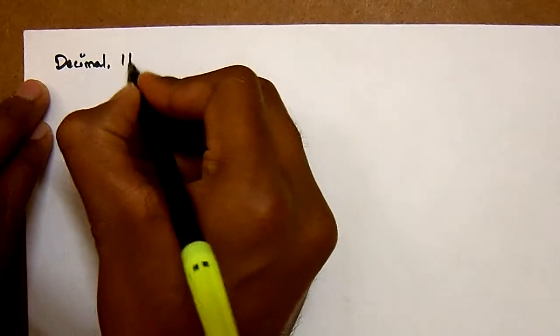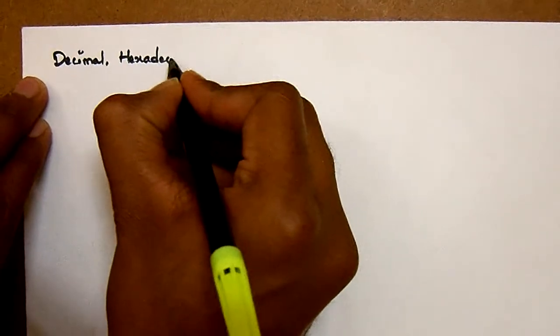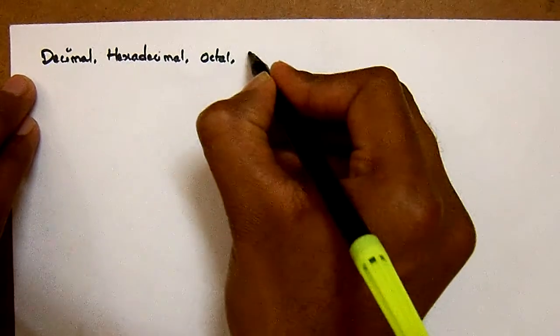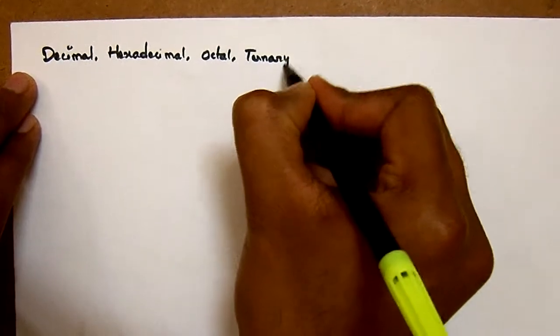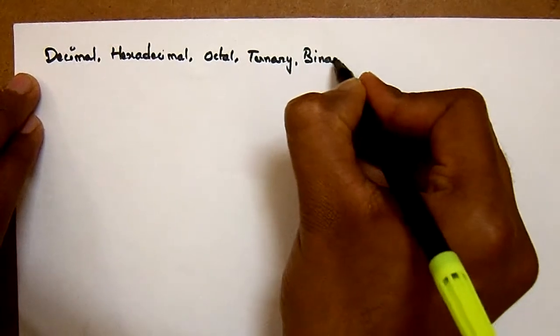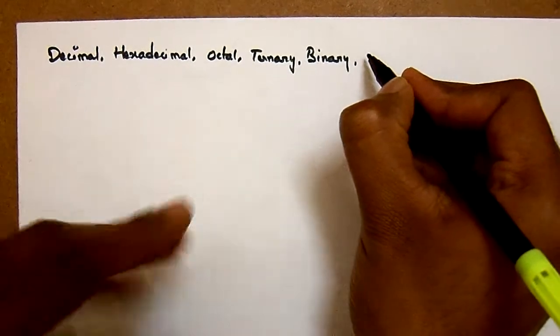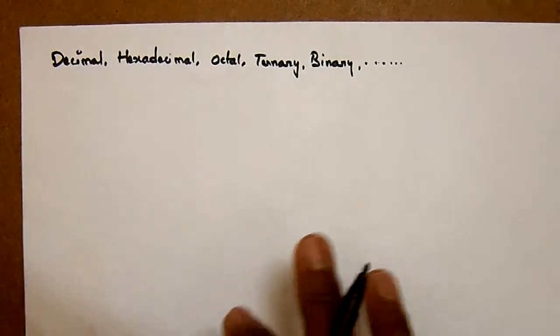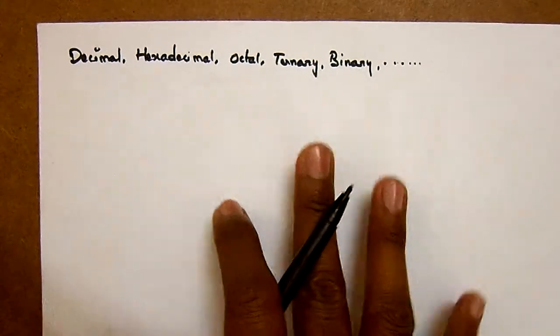Hello everyone. Today let us see how to convert between various number systems. Most popular number systems that we use are decimal, hexadecimal, octal, ternary number system, binary number system, and many more number systems that we do not know the names of, but we use these as the most frequent number systems.